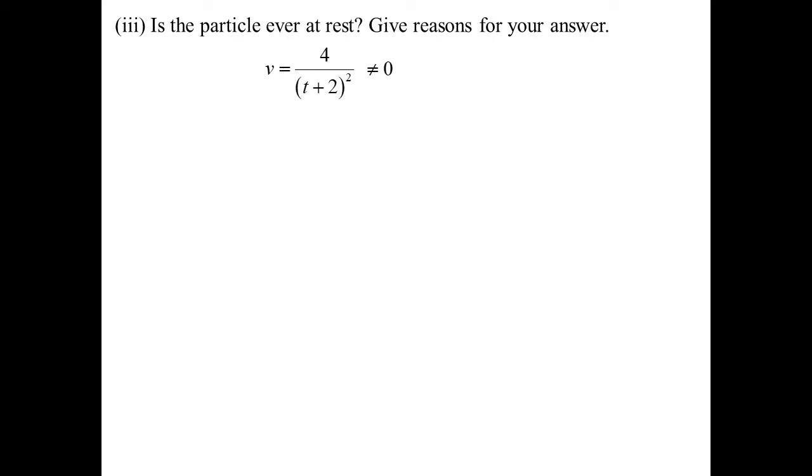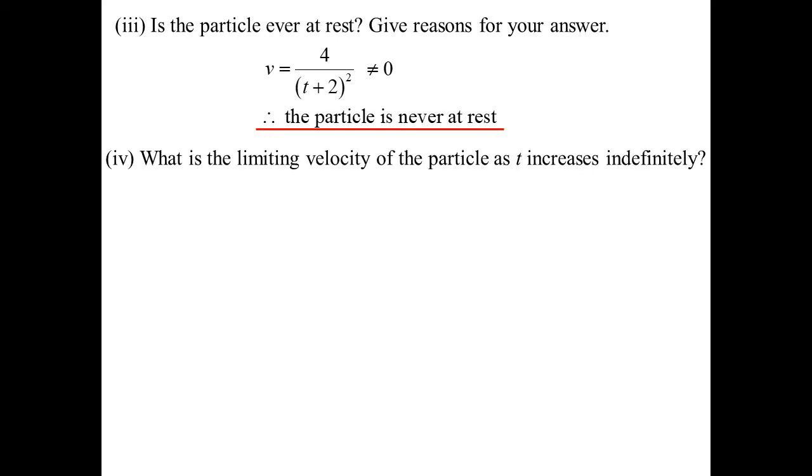You've got a fraction and a constant on the top of the fraction. We know that can never equal 0. So no, the particle's never at rest. That cannot equal 0. What is the limiting velocity? So limiting velocity just means as time approaches infinity, what's happening to this particle? What's the limit that it goes to? So it's really just saying, what's the limit as t approaches infinity of the velocity?